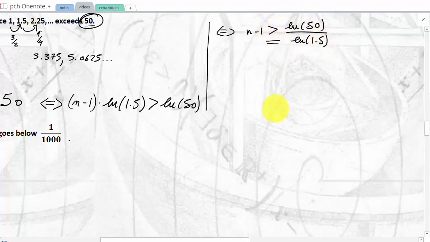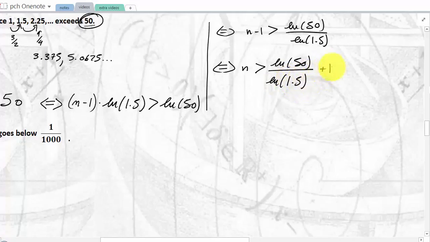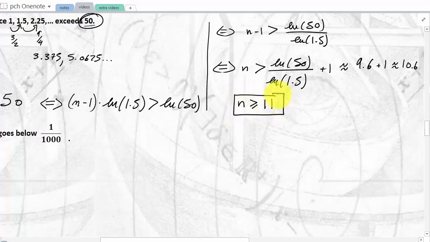I kept my inequality because ln of 1.5 is above 0, since 1.5 is above 1. Therefore, n has to be above ln of 50 divided by ln of 1.5, plus 1. This is about 9.6 plus 1, so 10.6. So n has to be above 10.6, so it's got to be at least 11. You've got to take the ceiling here, not the floor. If you take the floor, you're not going to be above 50.